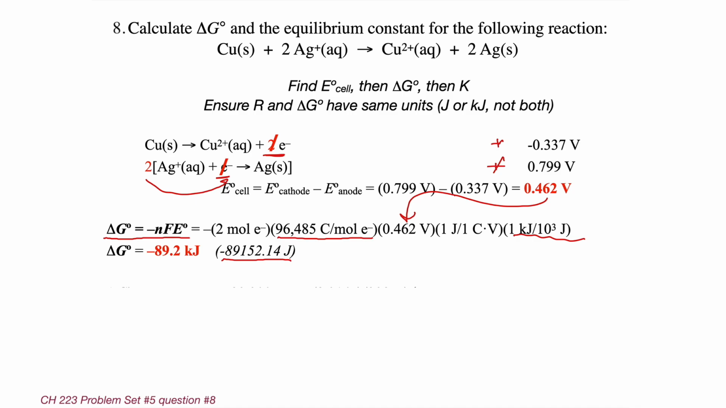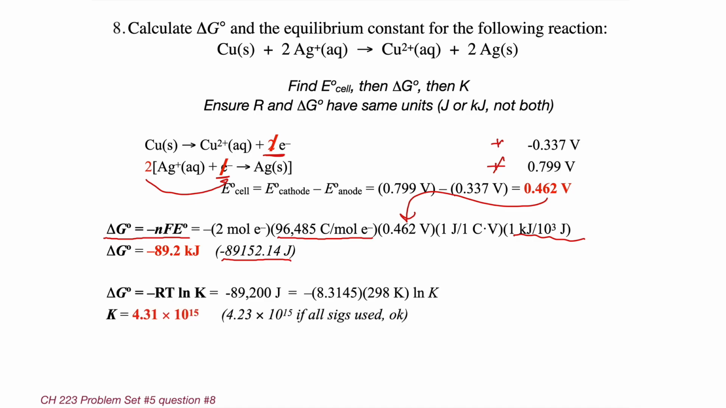Okay, the last thing to do is we need to figure out what the equilibrium constant is. And I personally like delta G equals minus RT natural log of K. Now, because R is 8.3145 joules, I'm going to use negative 89,200 joules. You want to make sure they're the same kind of units. Don't put negative 89.2 in there because that would be kilojoules, all right? That's bad news.